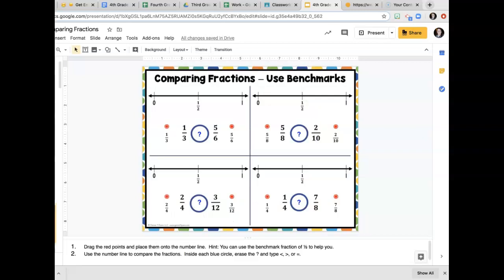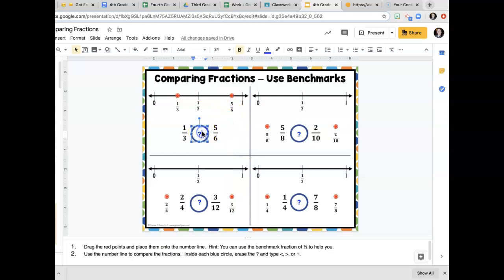Okay, next one. Now, still benchmark fractions, but using the number line to help me. So where would a third be? A third would be about here, I think, ish. Maybe there. Doesn't have to be perfect. 5/6 is going to be really close to over here. So I know 5/6 is greater than 1/3, or 1/3 is less than 5/6.